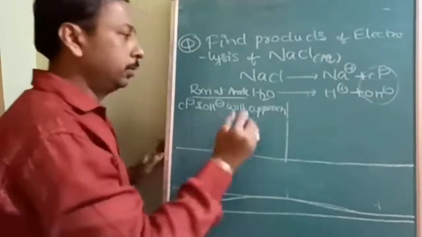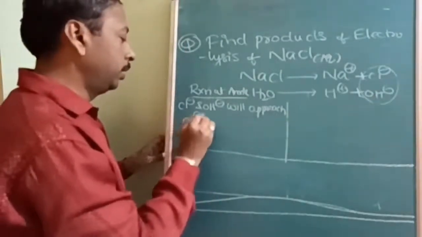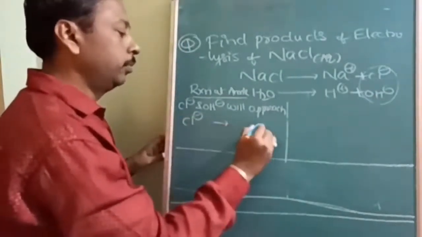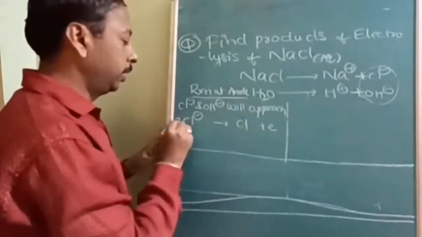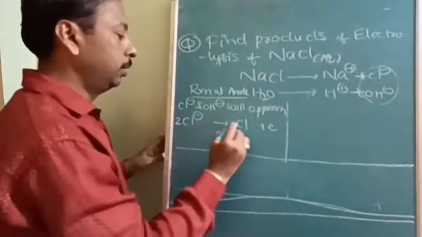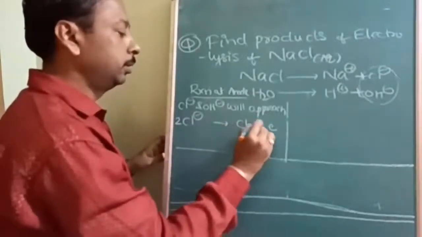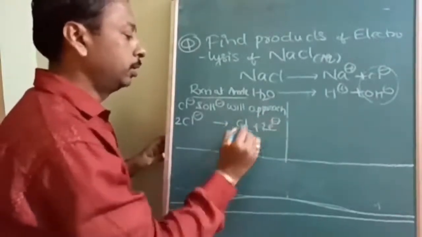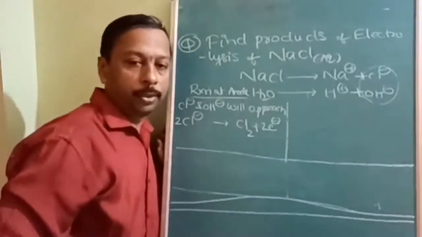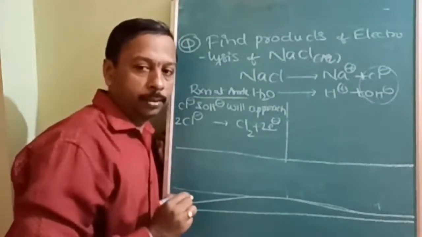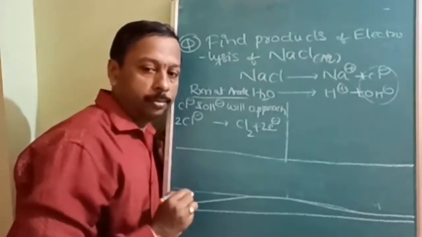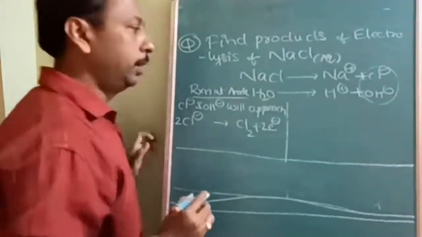So this is what you will write: Cl minus will give you an electron and Cl. But alone Cl cannot exist, so 2Cl minus gives 2 electrons to give Cl2. So underline that over voltage potential. That is what you are going to get in the objective question. Okay. Next.